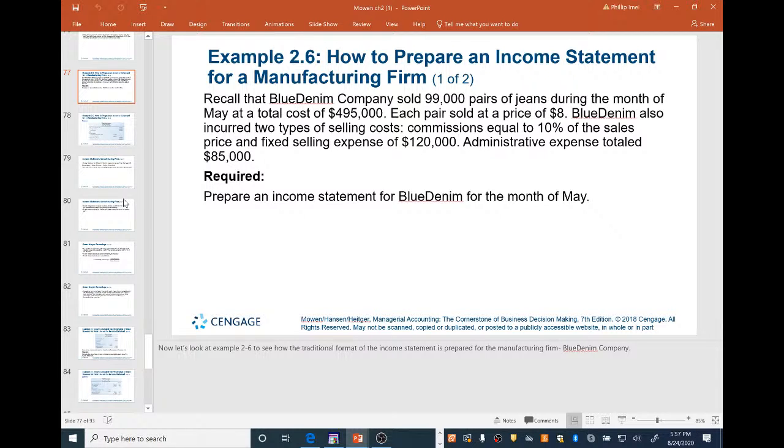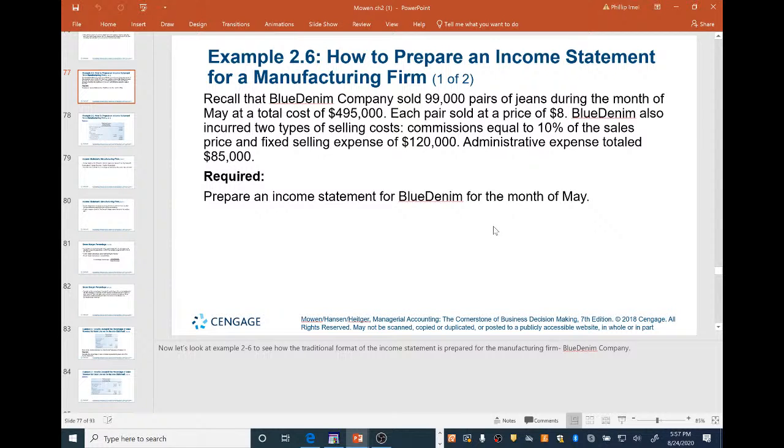So once again, what's at the very top of the income statement? Sales. It's going to be our sales revenue, right? Correct. So they sold 99,000 pairs of jeans during the month, right? Each pair sold at $8. So 99,000 times 8 is going to give us our sales at the very top of it. That's going to give us our sales number.